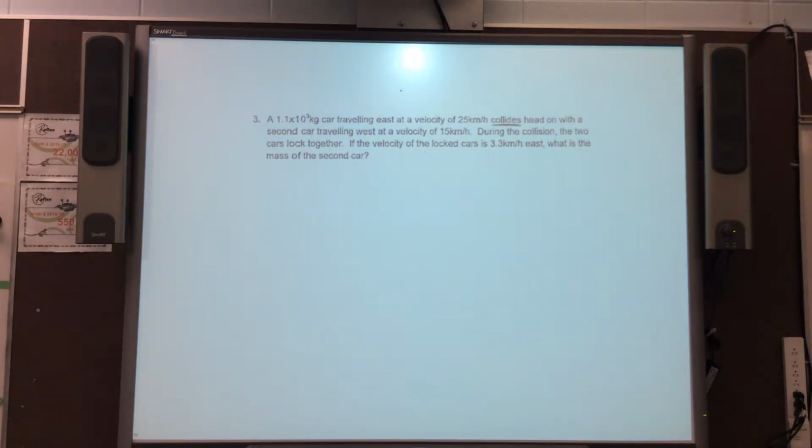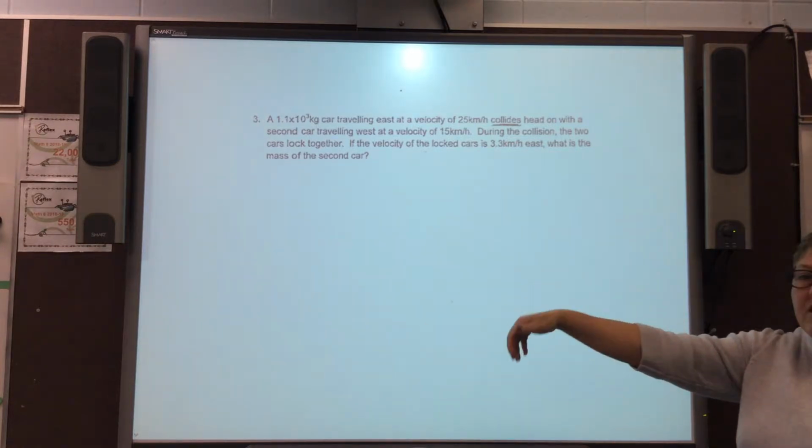A 1.1 times 10 to the 3 kilogram car traveling east at a velocity of 25 kilometers per hour collides. So this is a collision. Head on with the second car traveling west at a velocity of 15 kilometers per hour. During the collision, the two cars lock together. If the velocity of the locked cars is 3.3 kilometers per hour east, what is the mass of the second car? One of the things that we don't have to do in this question because it's consistent all the way across is we don't have to change the velocity.